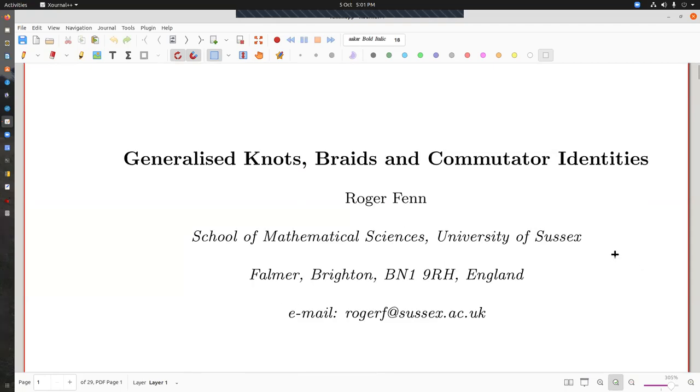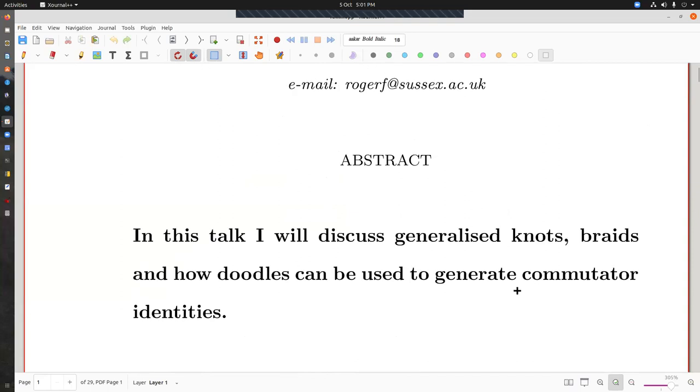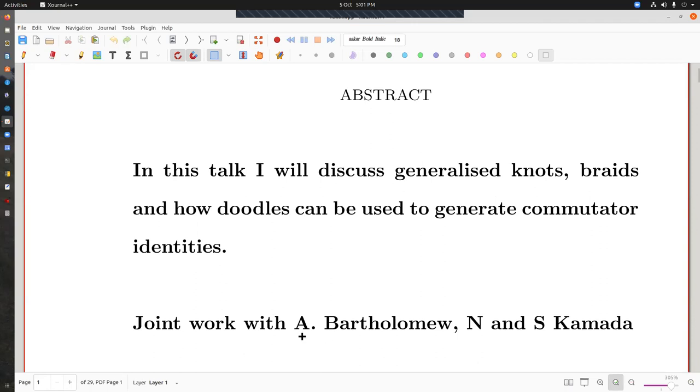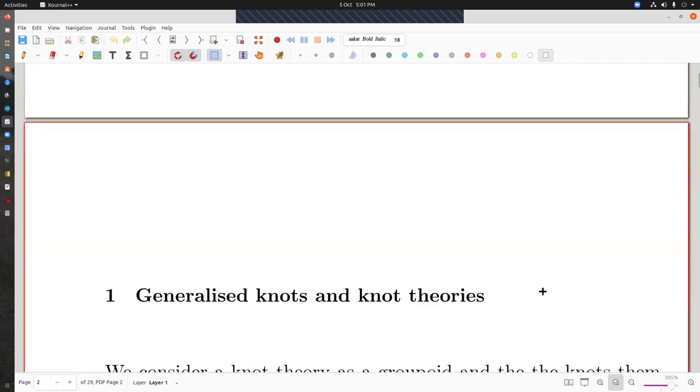Okay, so that's my address. And here's the abstract. I'm going to talk about generalized knots, braids, and how doodles, which are a type of generalized knot, can be used to generate commutator identities. This is joint work with Andy and Naoko and Saichi. Right, let's go to the next page.